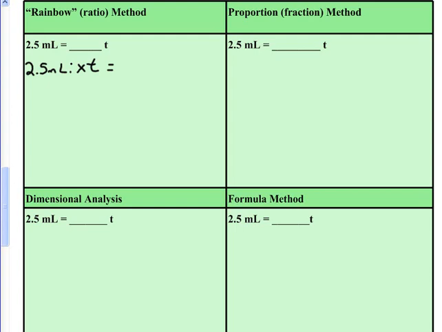Making sure we keep our units in the same order, we're going to put what we know on the right-hand side. We know that there are 5 milliliters in each teaspoon. To solve for x, we need to multiply our means by our extremes, and we can do this by drawing a rainbow. We will multiply 2.5 milliliters times 1 teaspoon.